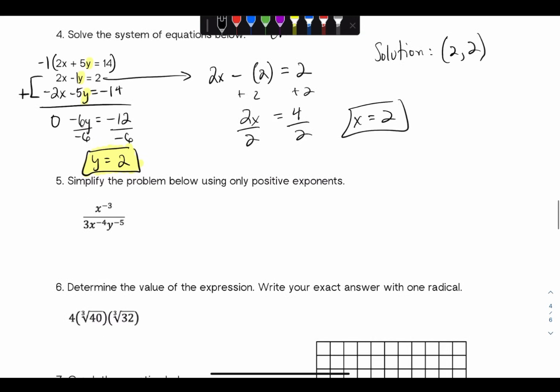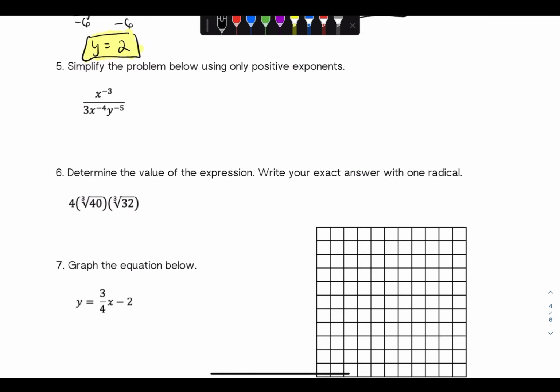All right. Next one up, simplify the problem below using only positive exponents. All right, this is fun. Okay, so remember negative exponents, they kind of change direction based off of where they are. So up here, if we already have a negative exponent, this x is going to move to the denominator, and these are going to move up to the numerator, and their exponents will become positive. So let's just go with that real quick. So again, we're going to move x to the -4th. That'll become x to the +4, and that'll become y to the +5.